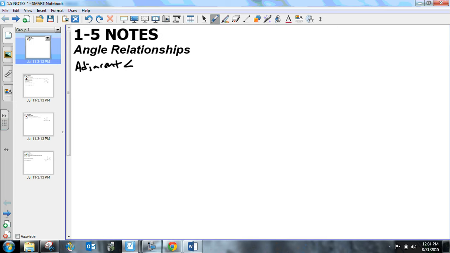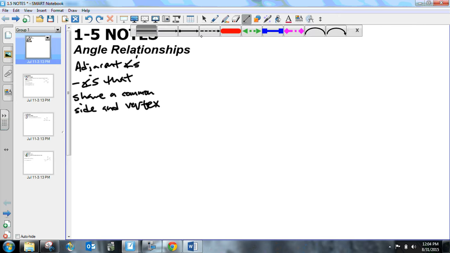adjacent angles. And if I'm going to use this symbol right here is angles, so instead of writing out the word every time, I'm going to use shorthand here. And adjacent angles are angles that share a common side and vertex. Okay, and we have learned previously what we can do with angles that are adjacent to each other.